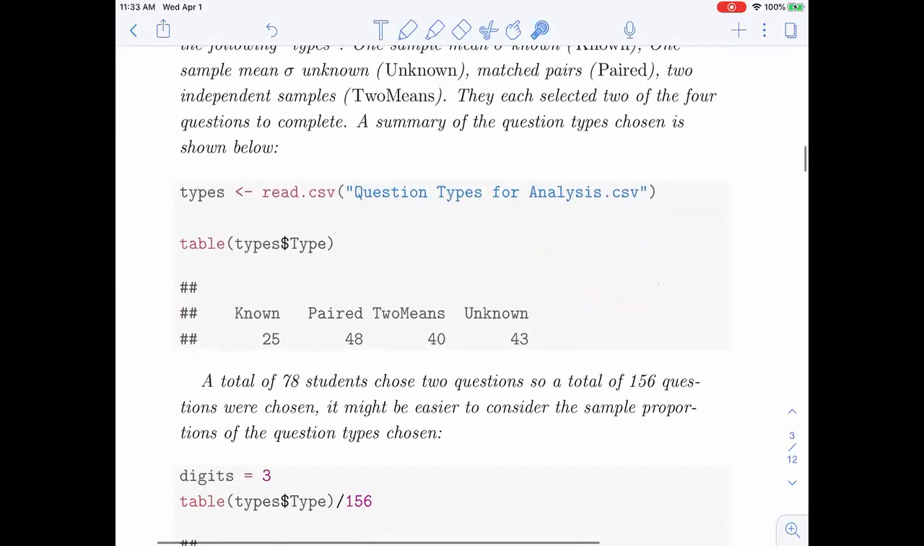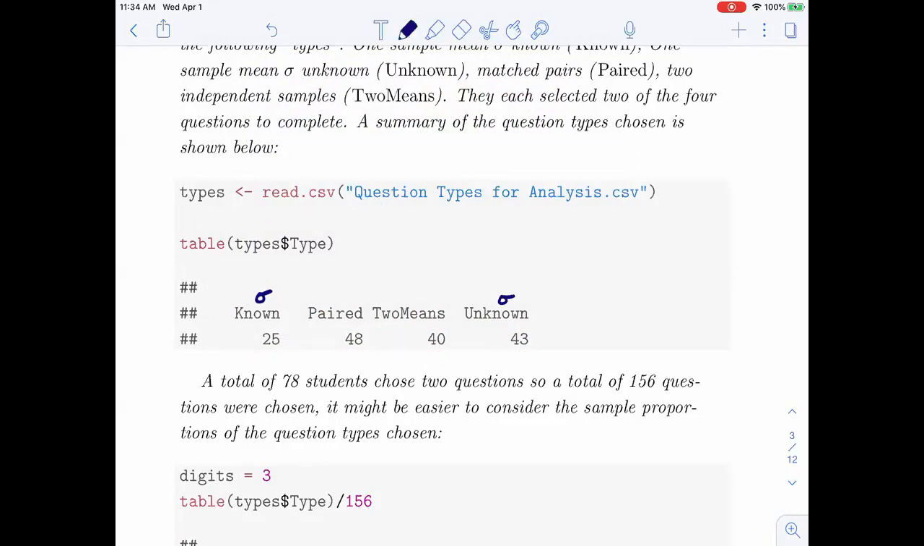25 people chose the sigma known, 48 people chose the paired t-test, the paired samples. 40 people chose the 2 sample means, the 2 independent means, and then sigma unknown, that's the 1 sample t-test. I'm always surprised that very few people tend to choose the sigma known, because that's where we started. But I guess by that point, people tend to be more comfortable with t-tests.